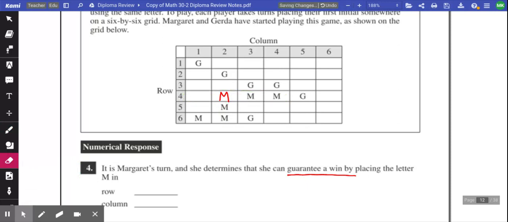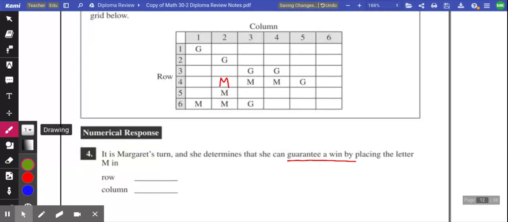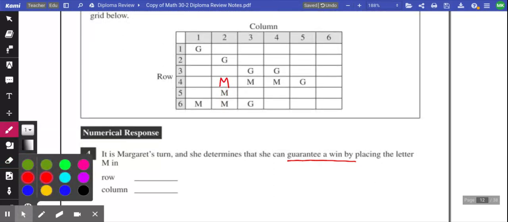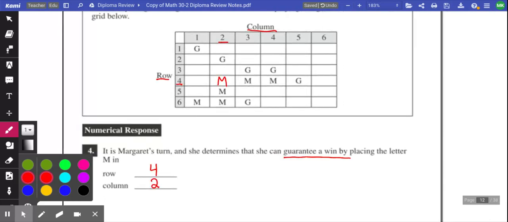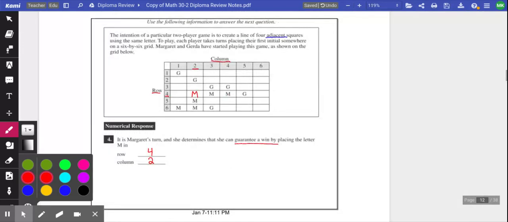To answer this question, you would have to say that she needs to place the M in row 4 and column 2. So the answer should have been 4-2. I don't think there's any other answers to that question. I think that's the only spot you could possibly place the letter M so that Margaret is guaranteed a win.